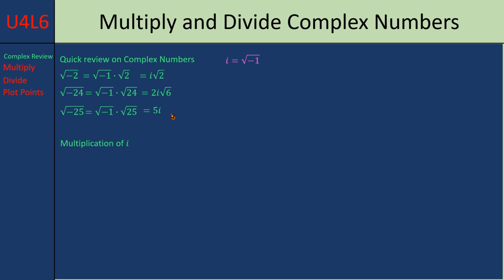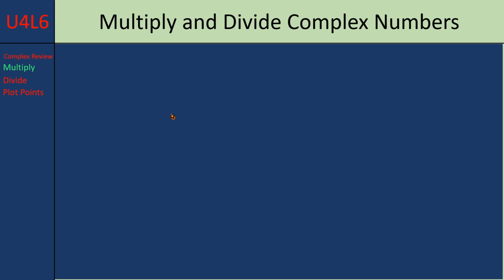Now let's talk about multiplication of i. If i is radical -1, i squared has got to be radical -1 squared, which gives you just -1. Okay, so from here on out, really try to keep in mind i squared is -1. That's really important. Let's talk about multiplying complex numbers. Remember, i squared is -1.